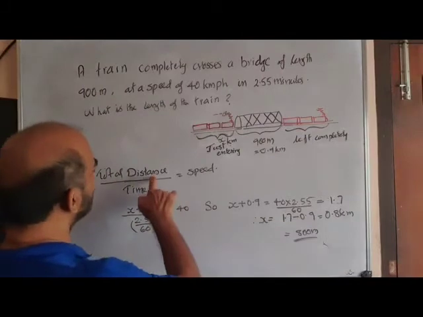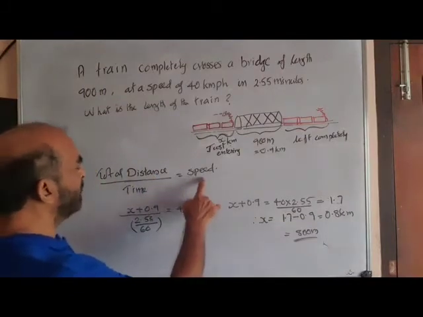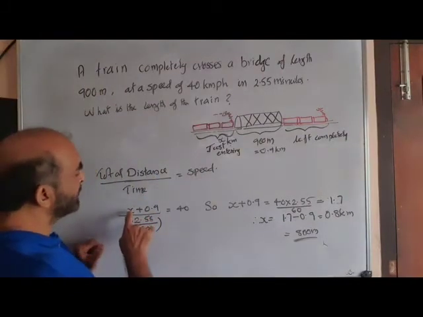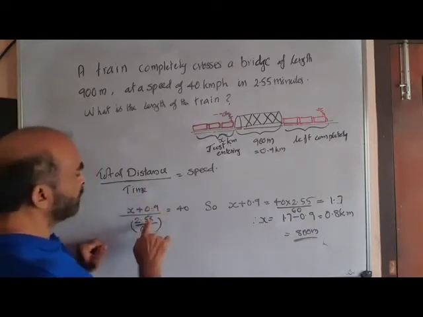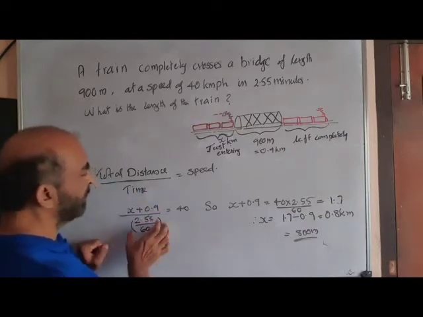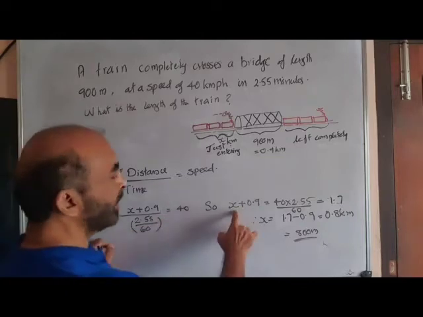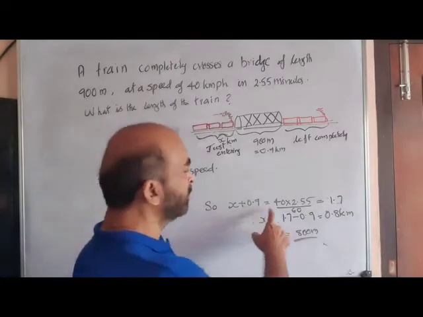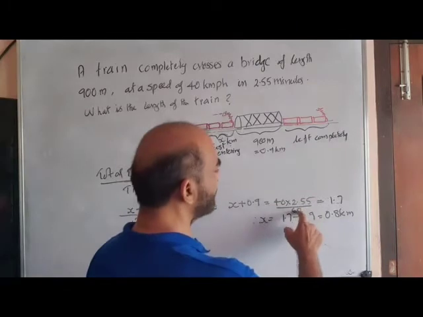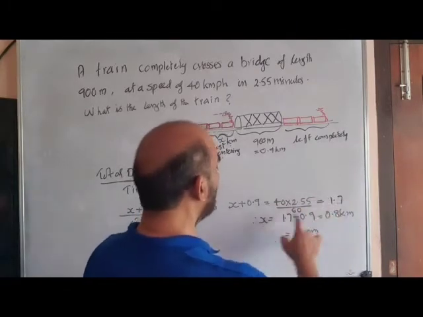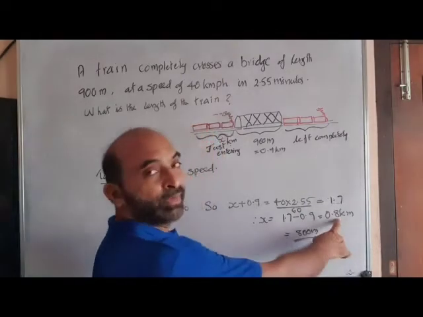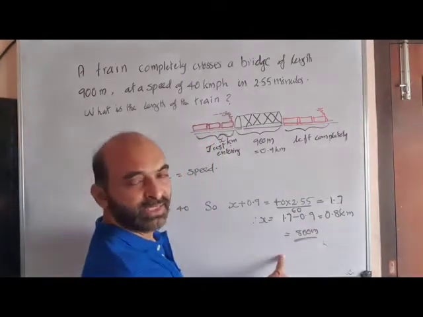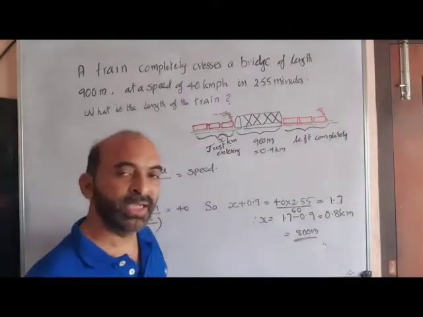So total distance by time is equal to speed. Total distance to be covered is x plus 0.9. Time is 2.55 minutes, that is 2.55 by 60 hours, and speed is 40. So x plus 0.9 is equal to 40 into 2.55 by 60, which is 1.7. Or x is equal to 1.7 minus 0.9, 0.8 kilometer, or out of the given answers, 800 meter comes out to be the correct answer.